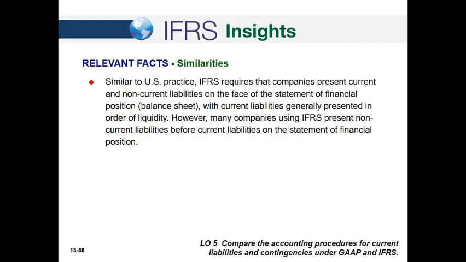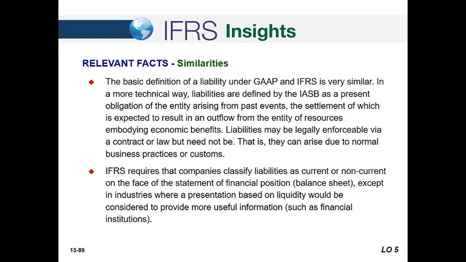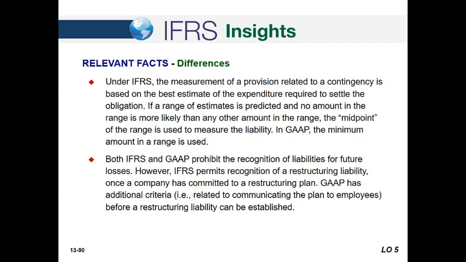For those of you that are in the 312 section, be sure to read and be familiar with the IFRS insights that are at the tail end of this specific chapter. It's going to talk about the similarities and the differences. As we can see here, we do have to segregate current from non currents. However, how they're presented is a little bit different. The basic definition is the same, but the contingency issues are a little bit different.